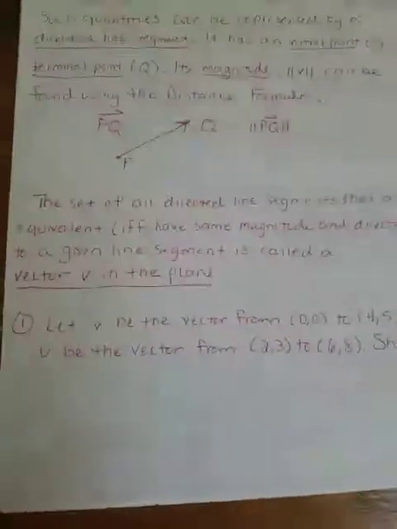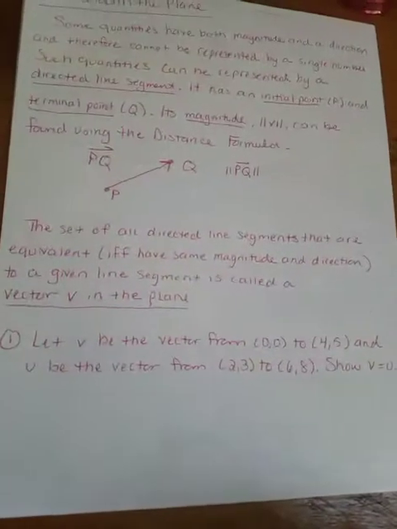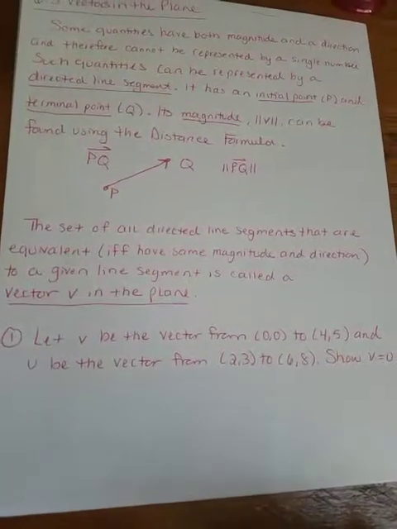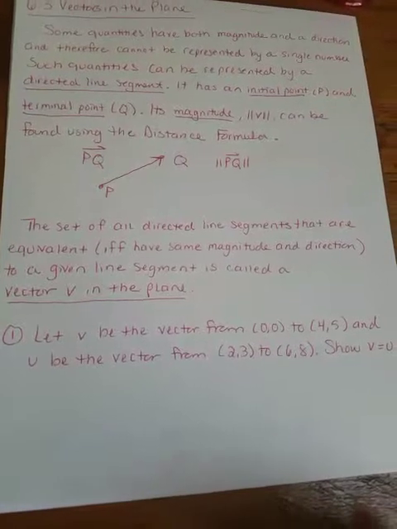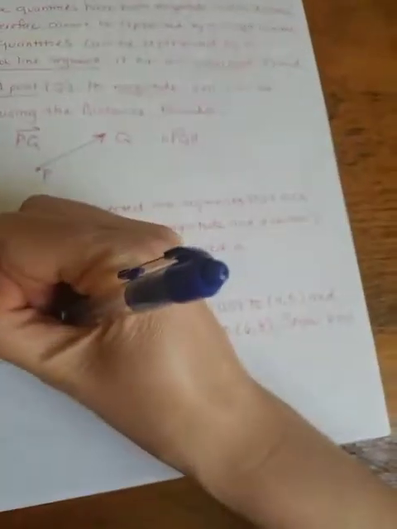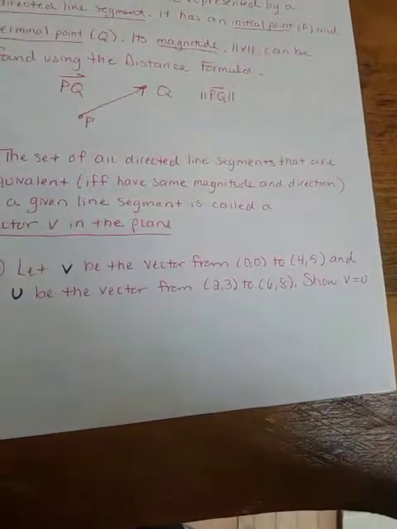All right, so number one, let V be the vector from (0, 0) to (4, 5), and U be the vector from (2, 3) to (6, 8). Usually these are bolded, and there's just so much to bold here. Anytime you see V and U and it's referred to as a vector, we usually bold that, just so you know. Okay, so we want to show that V is equal to U.